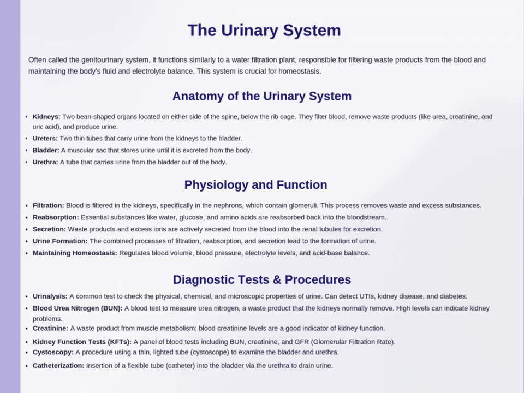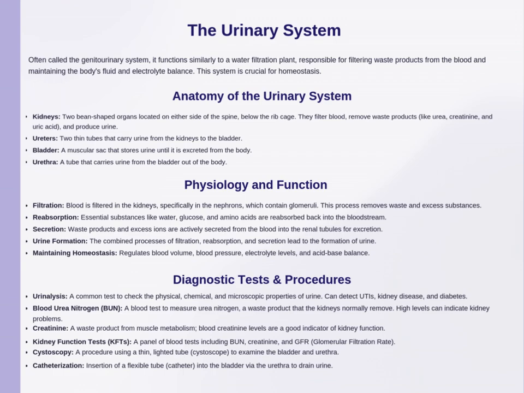Okay, so let's start with the urinary system, sometimes called the genitourinary system. I like that they mention it works sort of like a water filtration plant. That is a good way to look at that. It does filter your blood for both fluid and electrolyte balance. And this is really important for homeostasis. And we learned last week that homeostasis means that all the body systems are working together as they should. So everything is functioning as it should.